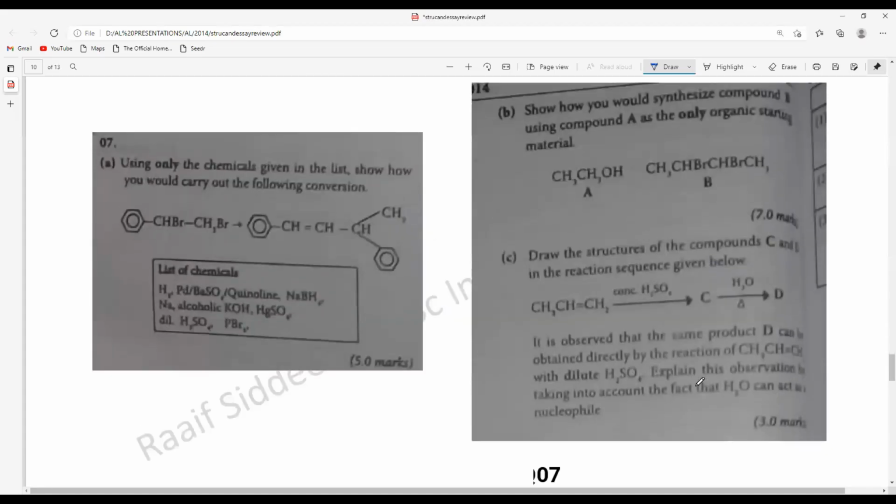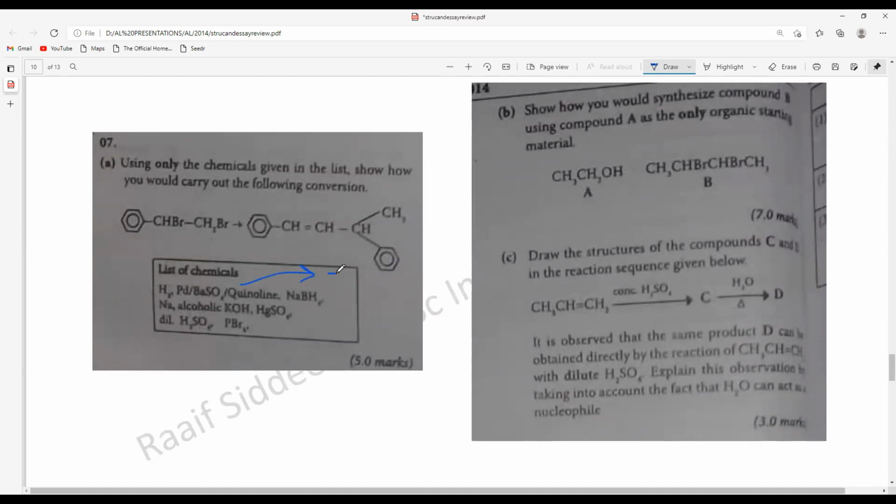Right, so question number 7 is again an organic question. So you have given the reactant and the product, then you have given the reagents and the list of the chemicals that you are going to use. And we will first go through the reagents a bit. So you have given palladium, barium sulfate, quinoline.